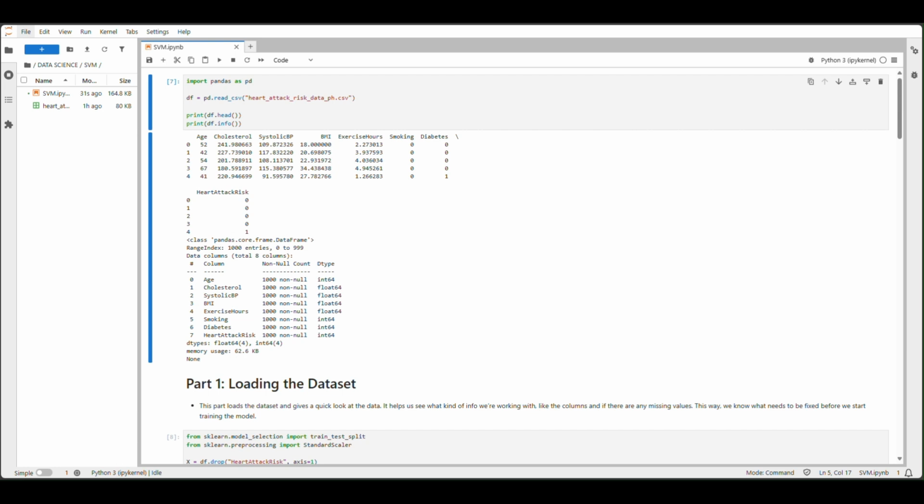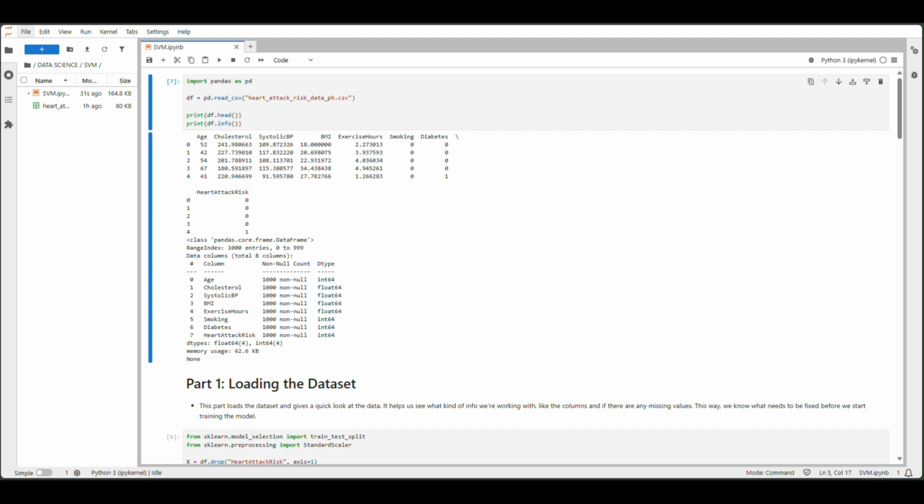In the first part of our SVM activity, loading the dataset, we focus on preparing the data. We use the dataset given to us that has information about people's health and we're trying to find out if a person is at high risk or low risk of a certain condition.